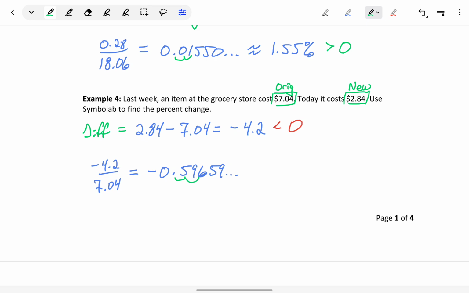To convert this to a percent, we'll shift that decimal place 2 places to the right. And if we round our percent to 2 decimal places, this will end up being negative 59.66%. Again, that percent change is negative because the price decreased. So that difference and the percent change should both be negative values to imply there was a negative change or a decrease from that original amount.